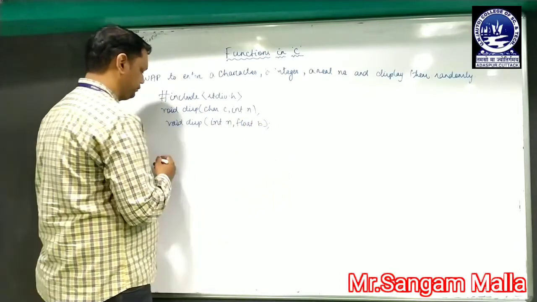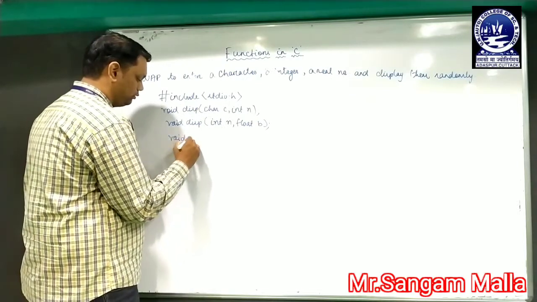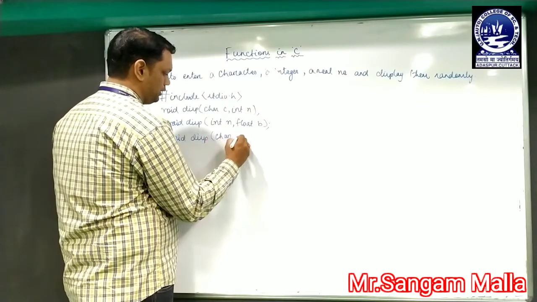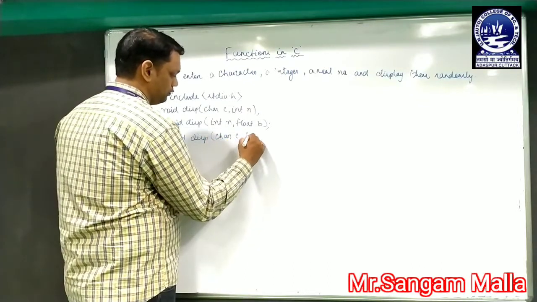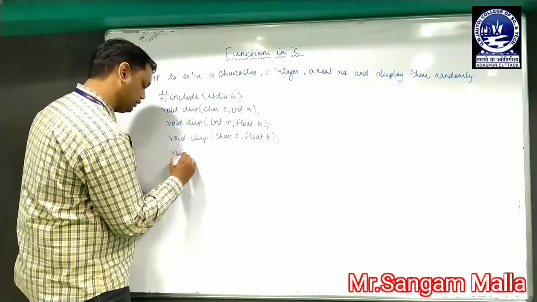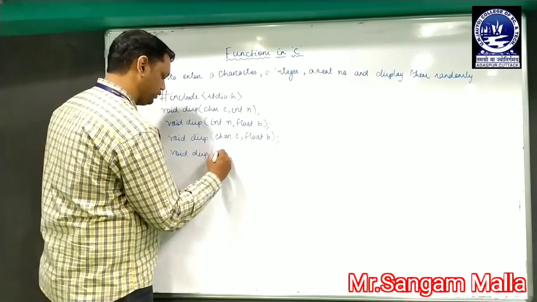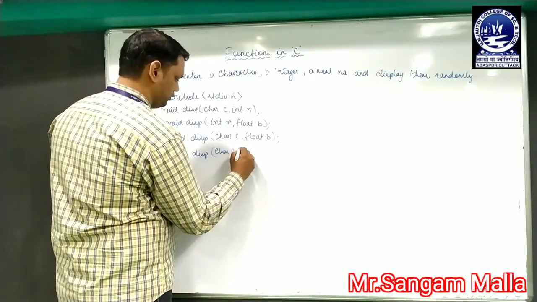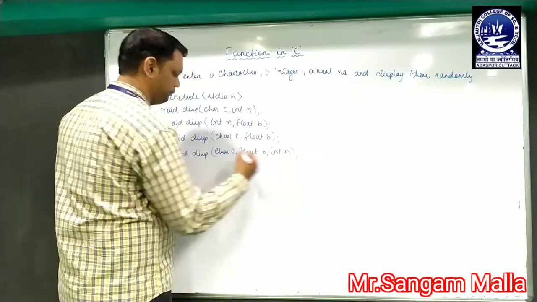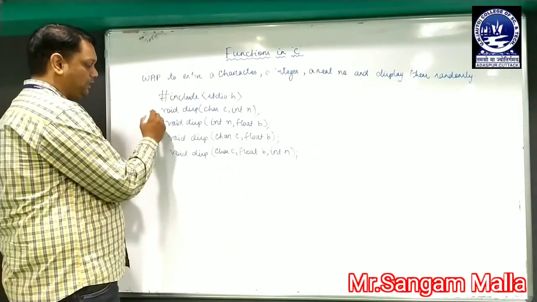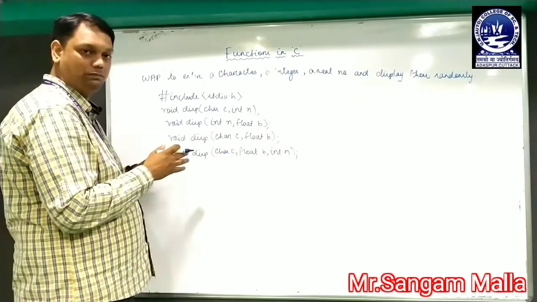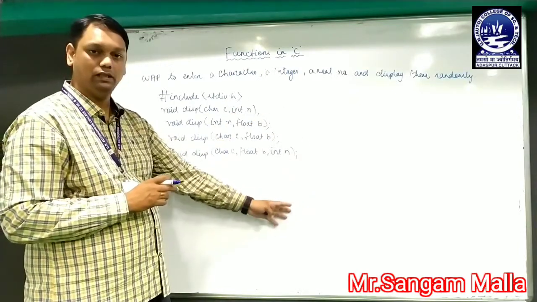Let's say I will take another display function with character c, float b. Another display function with character c, float b, integer n. So you can see that I have taken 4 functions with the same name. So this is the main confusing part, but we will be elaborating it in the function.